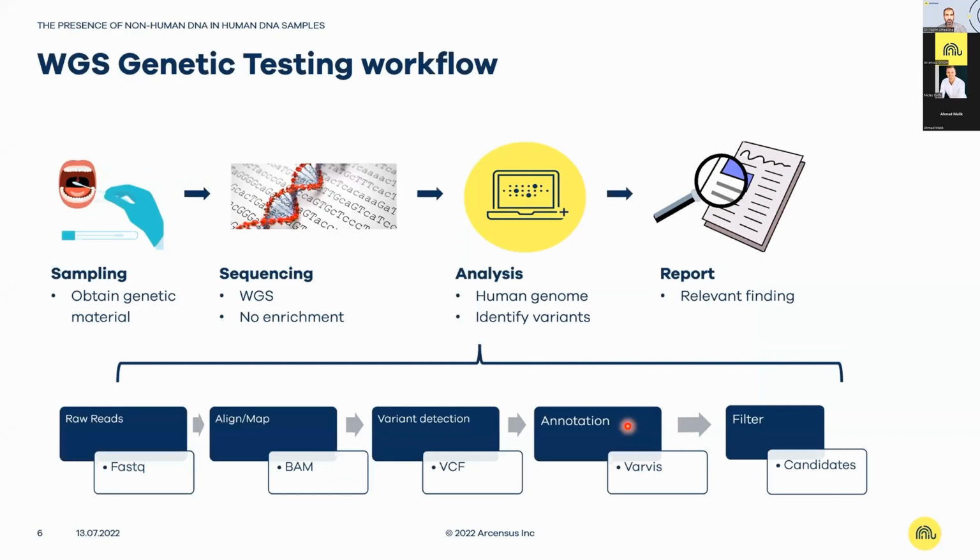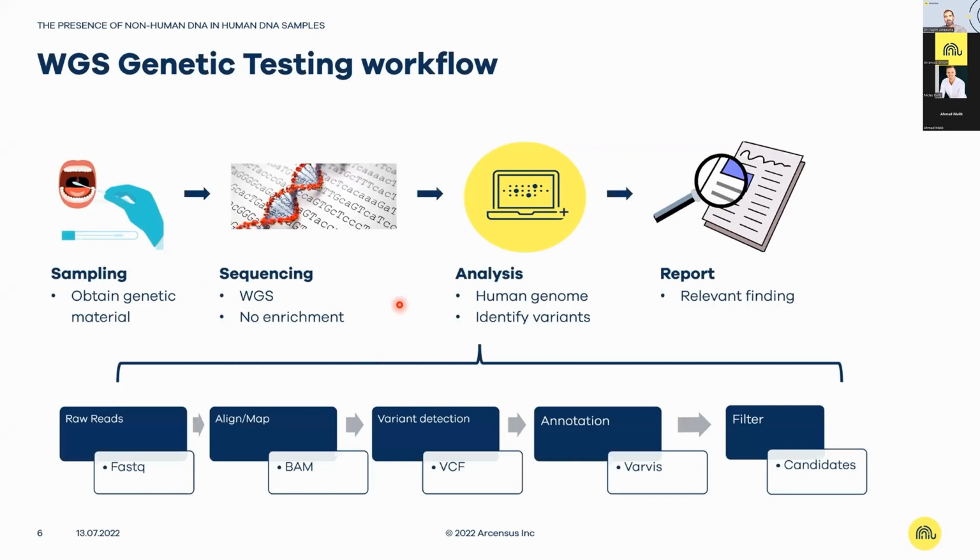So now I would like to briefly demonstrate how the workflow goes in a clinical setting. Once the sample is taken, then DNA is isolated from the sample, and again, when the DNA is isolated, it doesn't discriminate between DNA from human cells or non-human cells. And then all the DNA is subjected to whole genome sequencing. There is no enrichment involved, meaning that the DNA is sequenced as a whole. There is no enrichment for human cells, nor specific regions of the human genome.